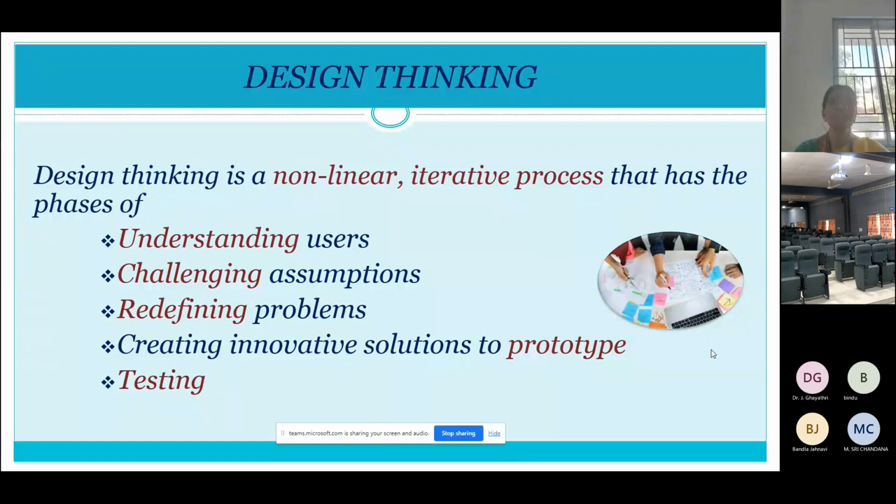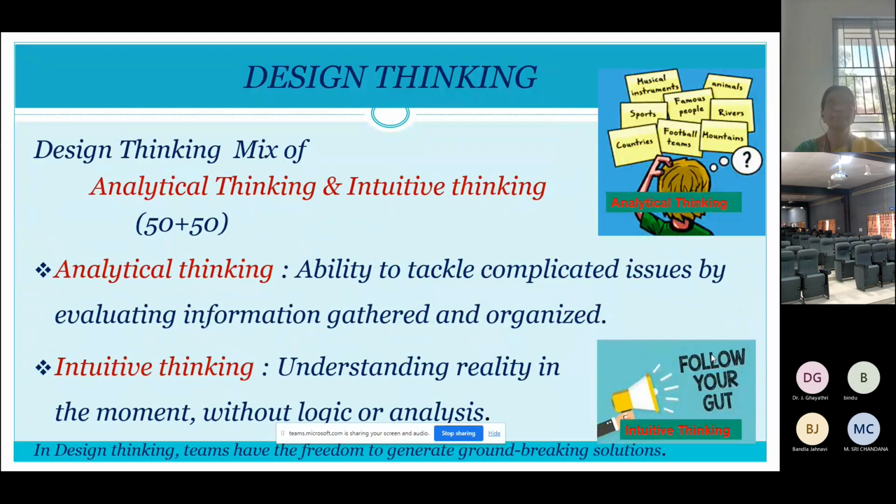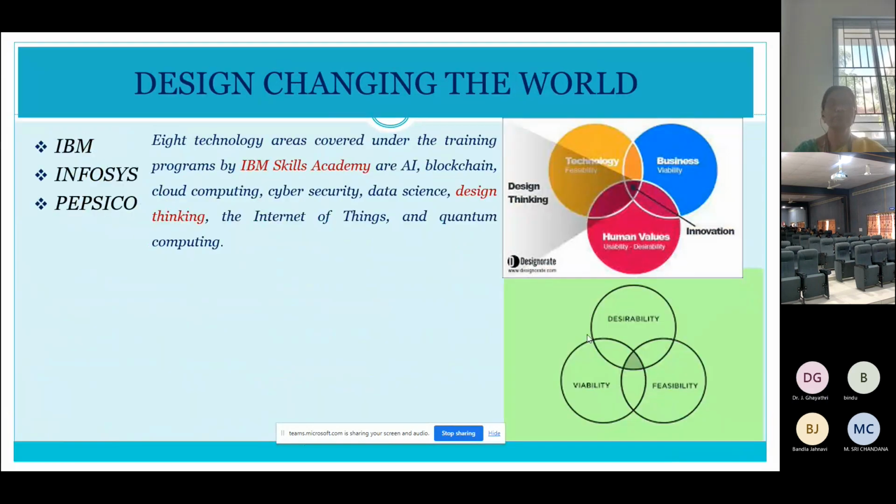Okay. So this is design thinking. This is the part designing. This is analytical thinking and intuitive thinking. This is the design innovation chain: viability, desirability, and feasibility. And this is how design is changing the world.